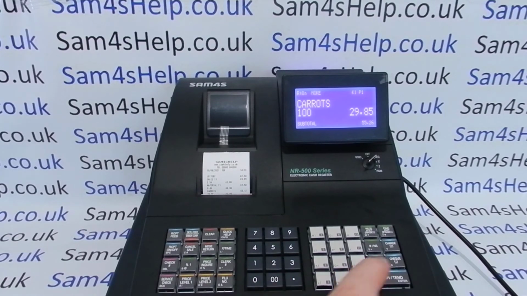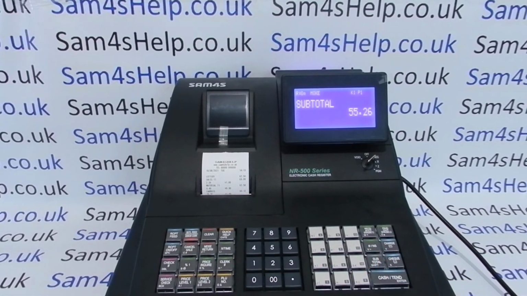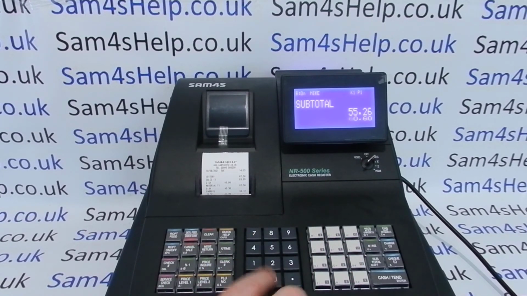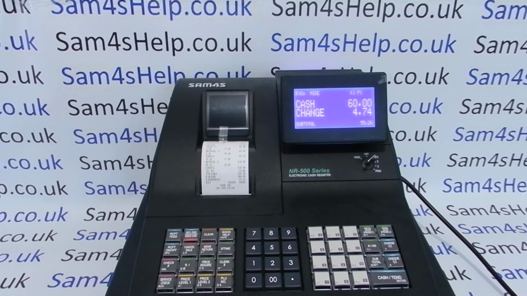Again, with any normal transaction, subtotal to finish, and then crucially you press the correct tender button. So if they're paying by card, you would hit the charge button, or if they're paying by cash, you enter the amount of money tendered without pressing the decimal point, and then hit your cash tender button here.